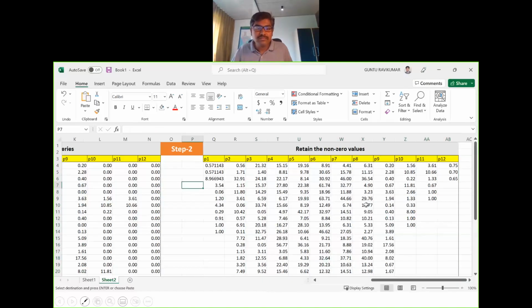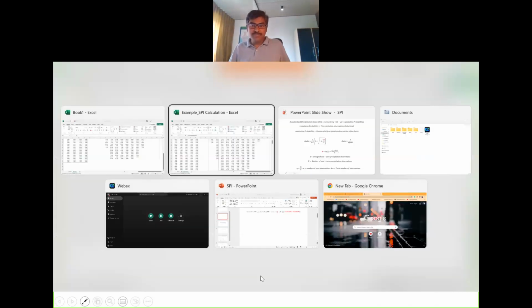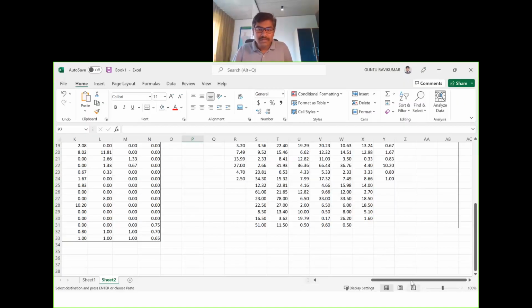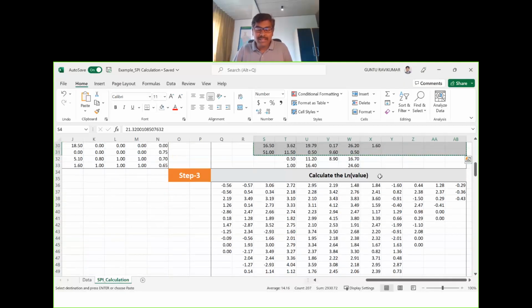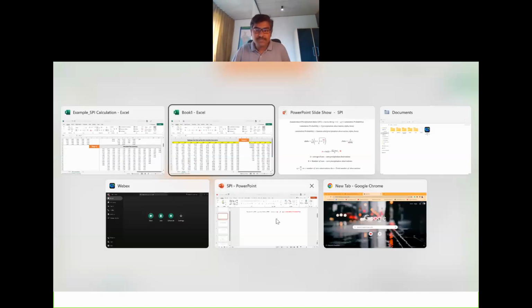Yes. So now we have achieved step 2, retain the non-zero values. Okay. What's our step 3 now? So now we have the non-zero precipitation observations. Our first step is to calculate ln of x, the natural logarithm of x. So step 3, calculate the natural logarithm of each precipitation observation.